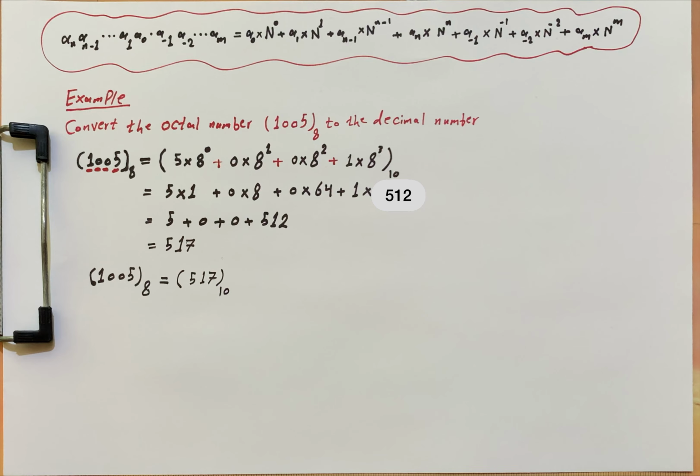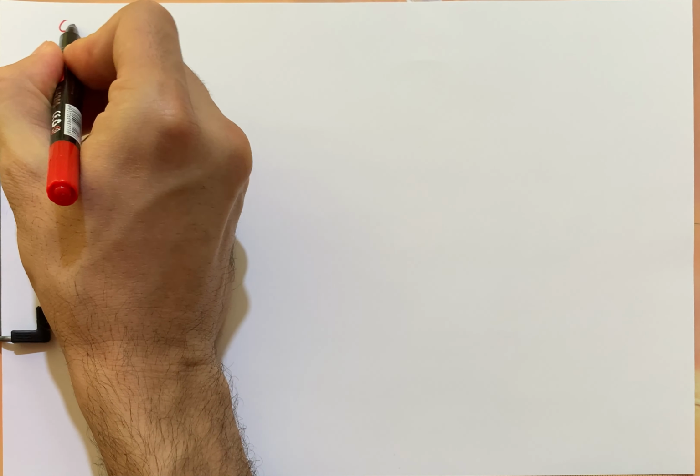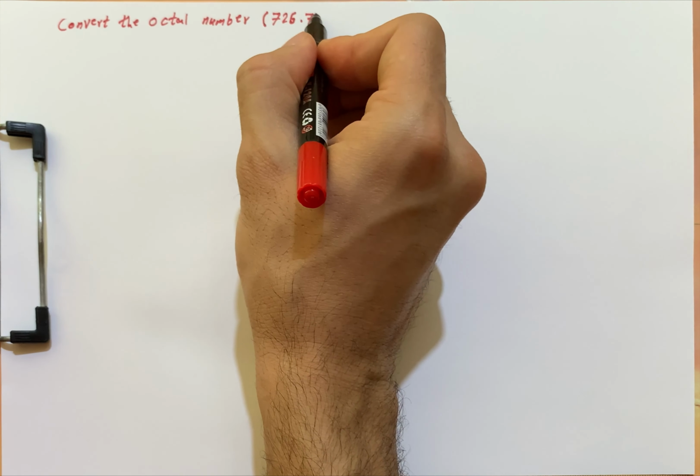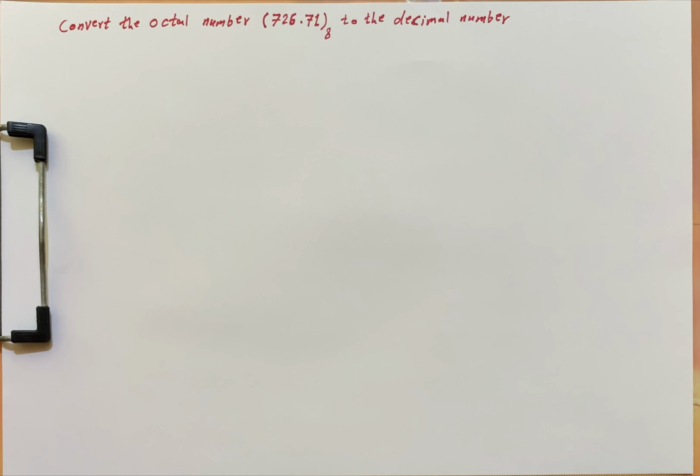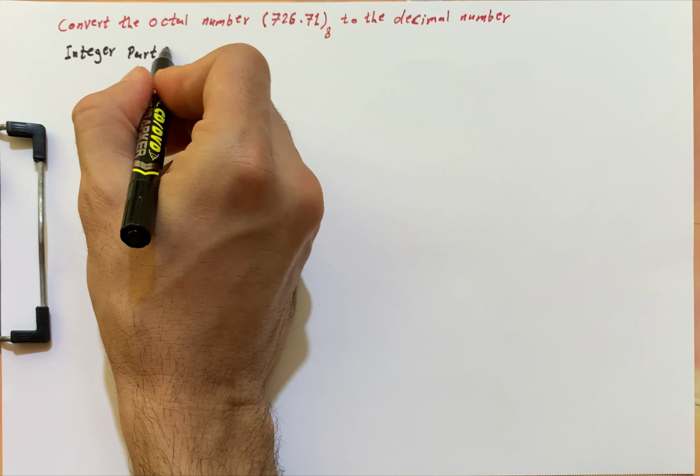Let us take another example with a decimal point. Convert the octal number 726.71 to the decimal number. For convenience, we will take the number as two parts, the integer part and the fractional part, then add the two converted parts together. First, we will convert the integer part, which is 726.